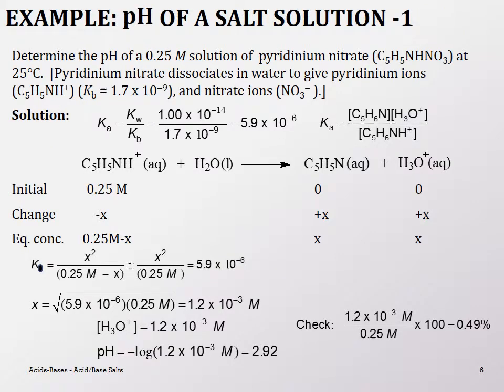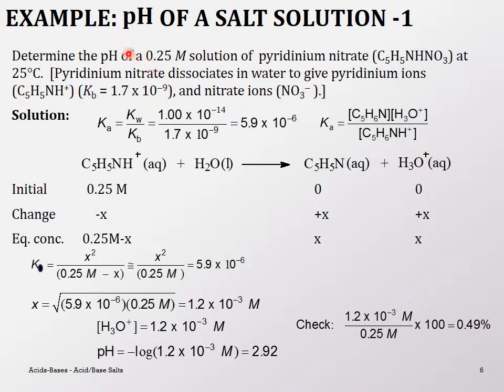So let's look at a calculation of the pH of a salt solution. Obviously, if you have a salt solution that is acidic or basic, you can calculate the pH or pOH of it, depending on what the question is asking you. Let's try this one. Determine the pH of a 0.525 molar solution of pyridinium nitrate at 25 degrees Celsius. Useless information, 25 degrees Celsius, who cares? Pyridinium nitrate dissociates in water to give pyridinium ions, and Kb is given to us, and then of course we have nitrate ions also in the solution.